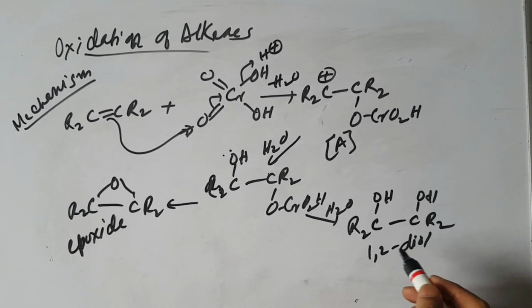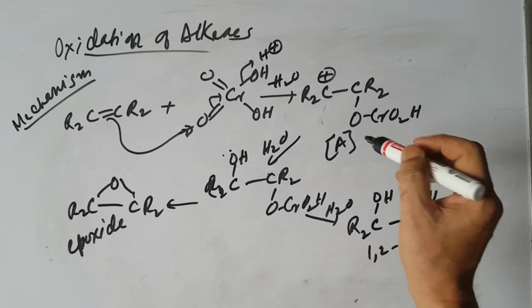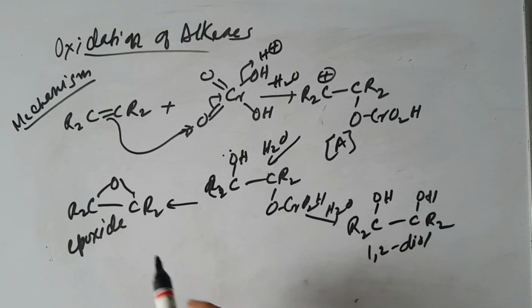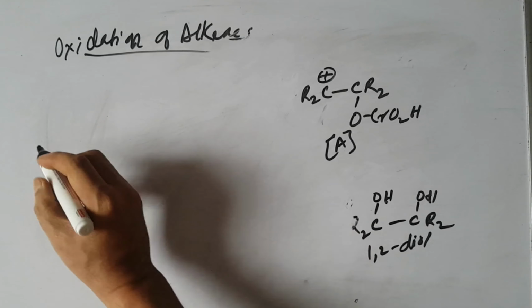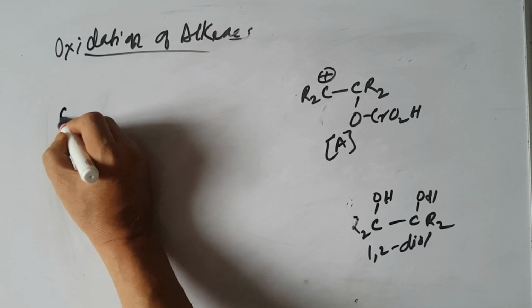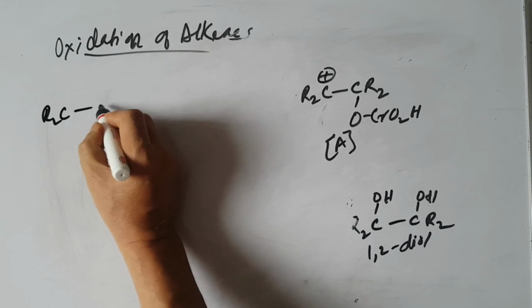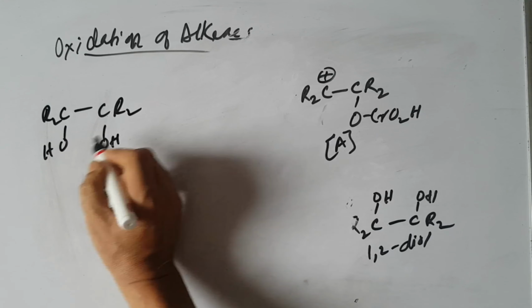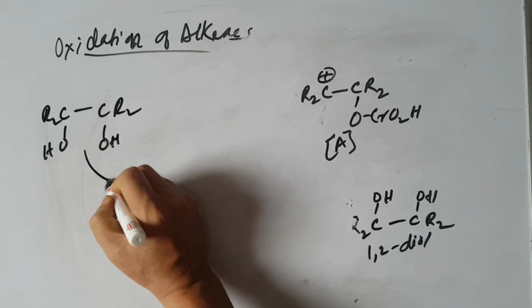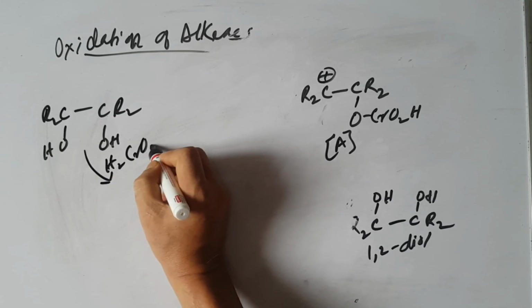And this one again gives 1,2 diols. So we have first A, then the 1,2 diol, then this epoxide. So this 1,2 diol, I write down here. This 1,2 diol can react with another chromic acid, H2CrO4, so we get an intermediate.